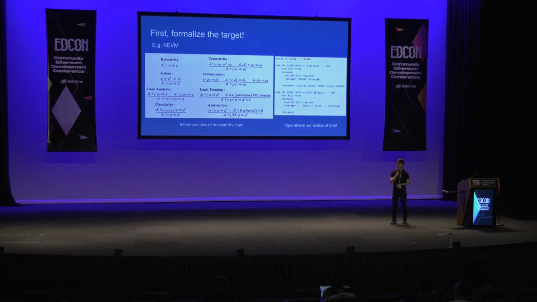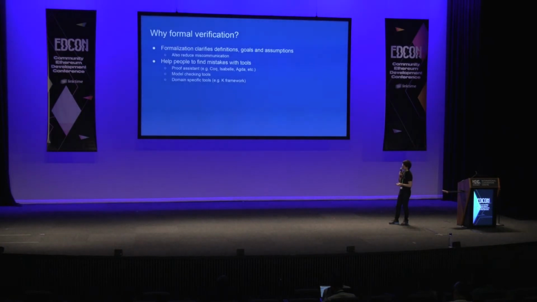To do formal verification, you first need to formalize the target. This is the example of KVM, and this is basically formalizing the execution of EVM. So why do people do formal verification? To do formal verification, you need to define everything in math. So this process of formalization makes it clear what the target is, what the goal is, and what the assumptions are. This reduces the miscommunication between researchers and developers, between humans.